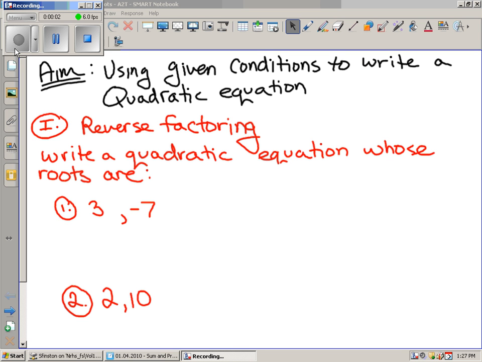Guys, so today we're talking about quadratic equations, and we're basically talking about how to build them. First part of our lesson, we're going to do two examples. We're going to do reverse factoring. Write a quadratic equation whose roots are... So if I told you the roots are 3 and -7, could you build me back the original equation?